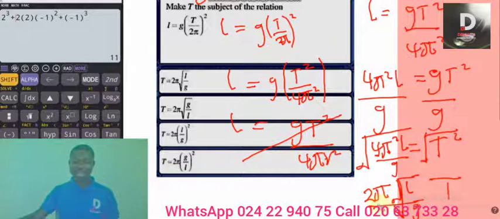So let's see if the answer is there. 2 pi square root of L over g. For this, option A is the correct answer.